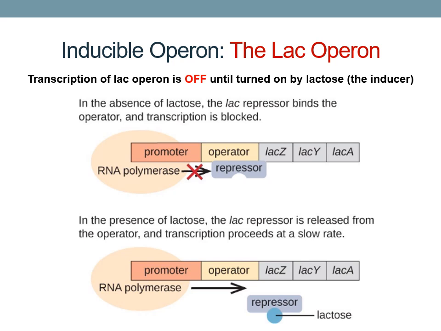For example, if the repressor is mutated and can't bind the operator, or if the DNA sequence is mutated where the RNA polymerase can't bind to it.